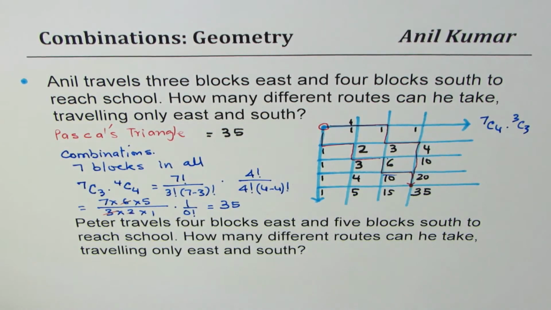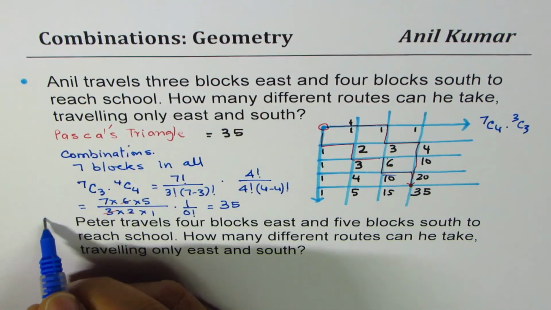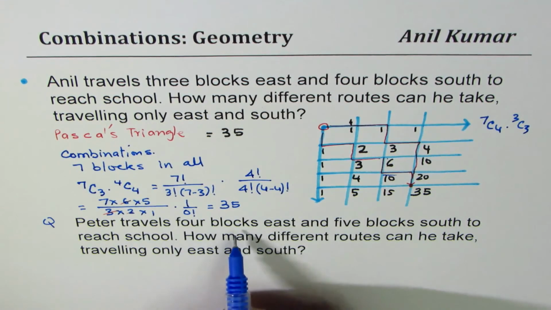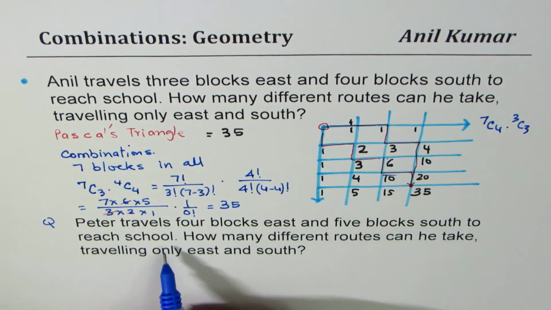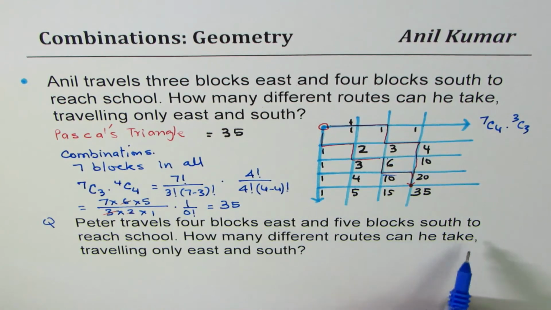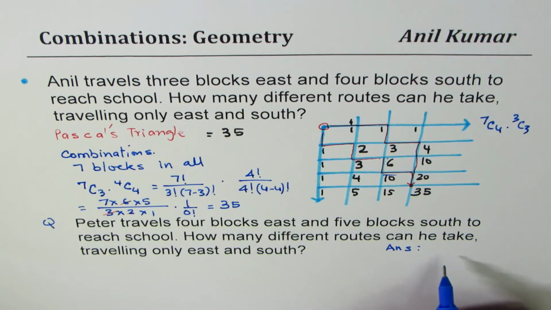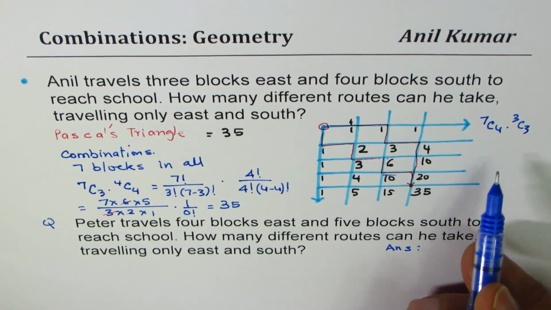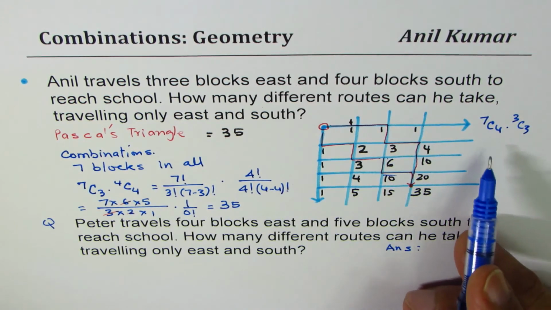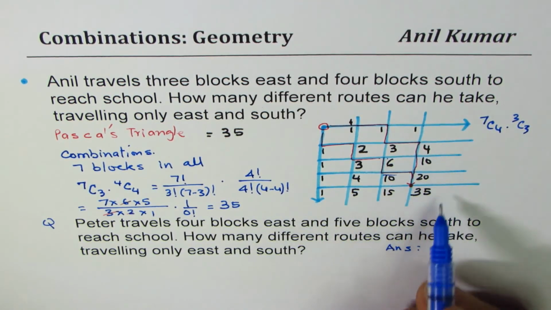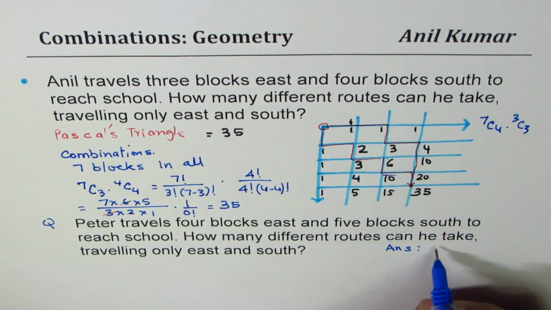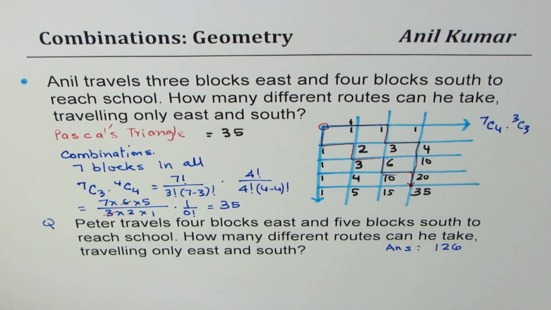Now for your practice, I've just changed some numbers, and that's the question for you. Peter travels 4 blocks east and 5 blocks south to reach school. How many different routes can he take traveling only east and south? So follow this method and then get your answer. The answer for this question is how much? Should I write in combination or in numbers? Okay, so anyway, you have to make one more layer here if you have to get to that, or combination, but what you should get is 126, and that will be your answer.